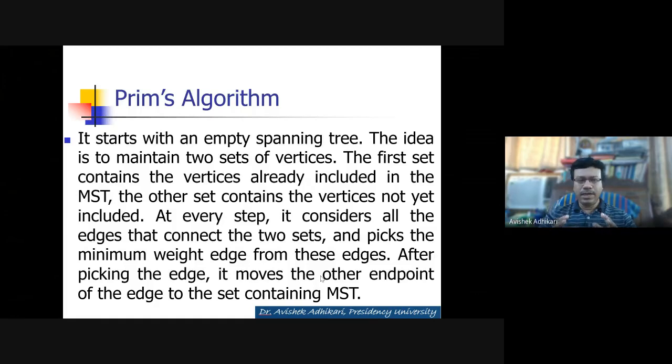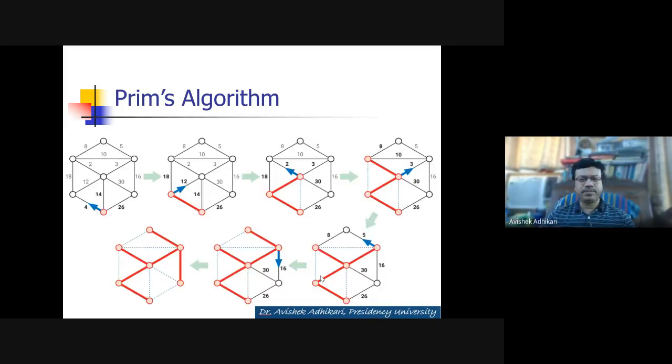Okay. The idea is to maintain two sets of vertices. One set you start with as an empty set, and then another set is there. From the other set you want to insert some of the vertices into the empty set, so that this set will grow bigger, and the other set will shrink. And at the end of the day, ultimately you will end up with a spanning tree. So let us try to explain.